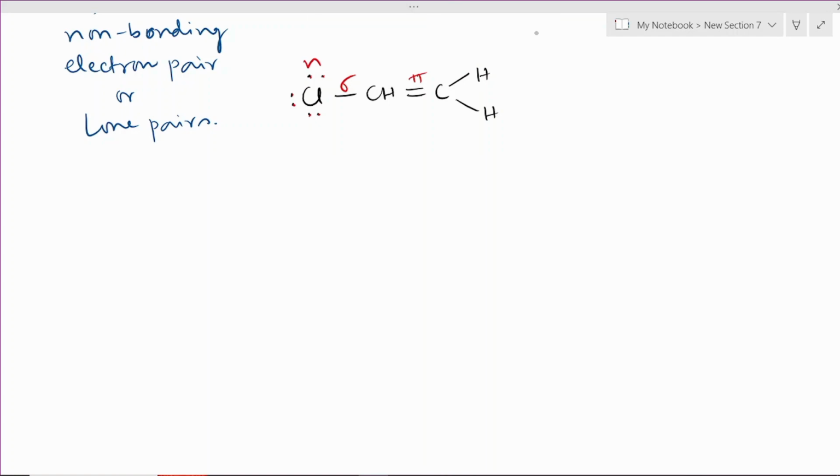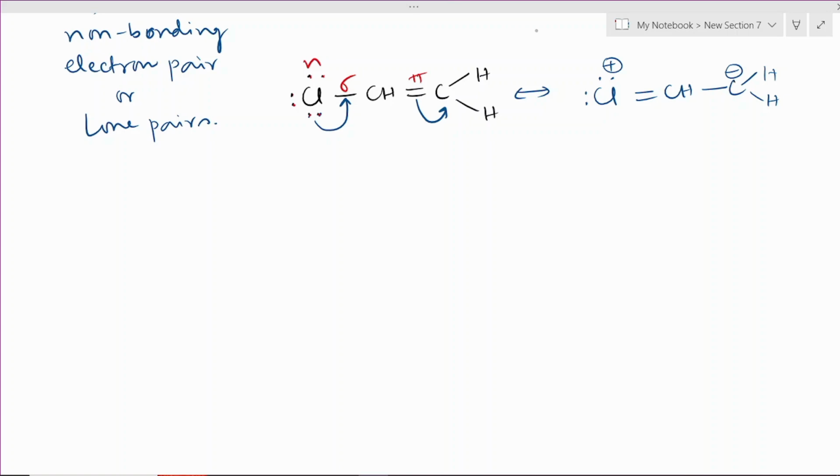How can resonance take place? Simply, this non-bonding electron pair shifts over here and this pi electron shifts over here, and we can draw the resonating structure, that is double bond CH negative.